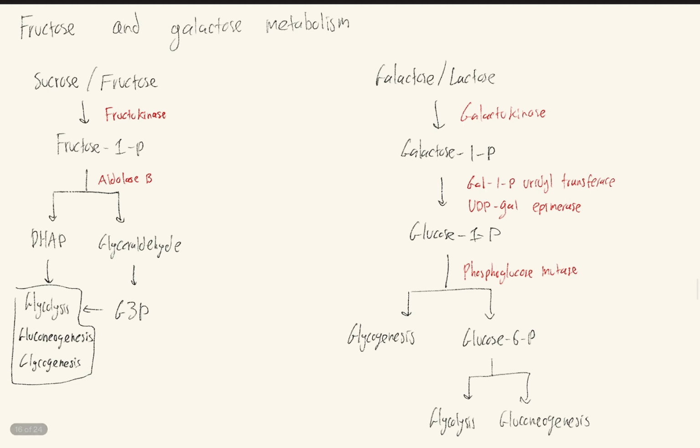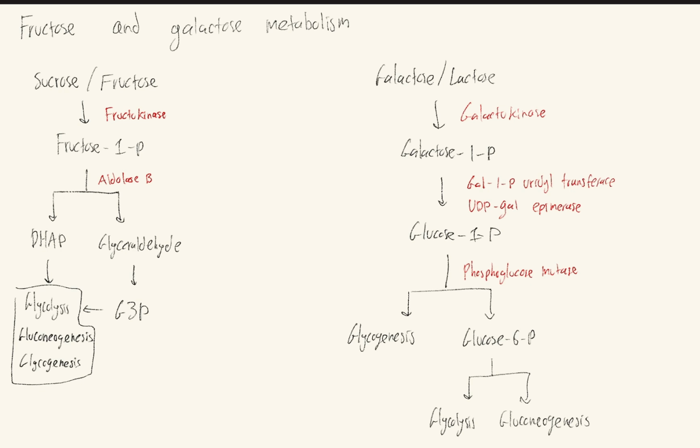Next, we have fructose and galactose metabolism. So fructose comes from sucrose as well as fruit and honey, but I've written sucrose and fructose. What we would do once we have fructose is phosphorylate fructose in the same way we phosphorylate glucose. We'd create fructose 1-phosphate through the enzyme fructokinase.